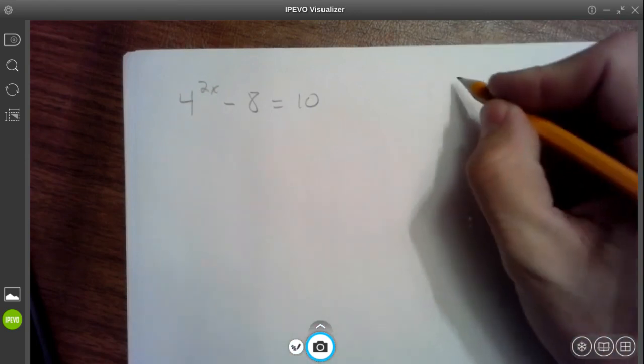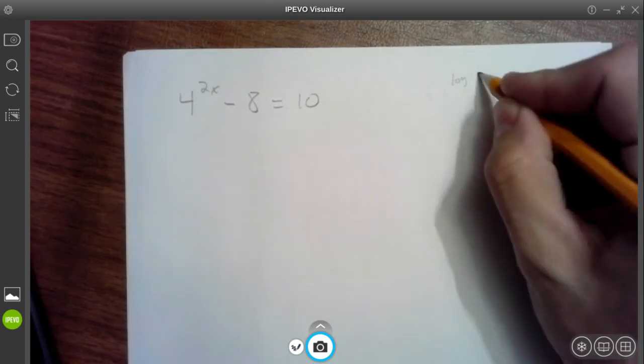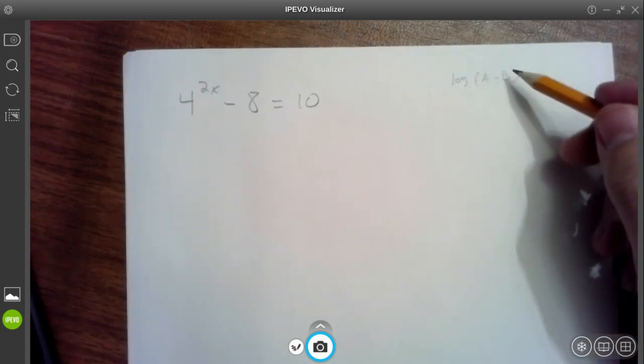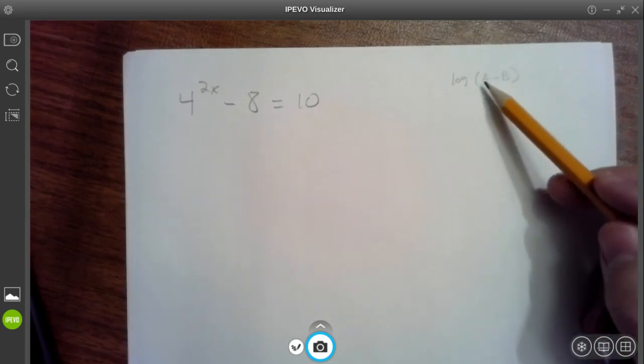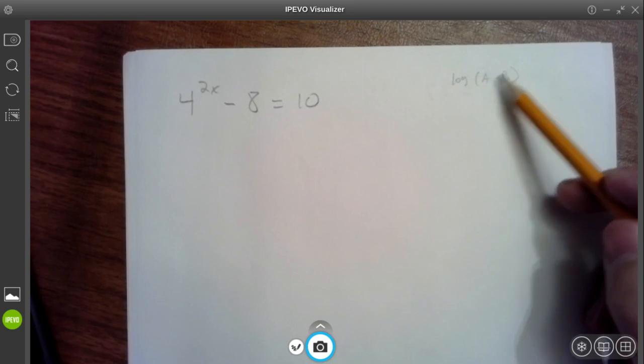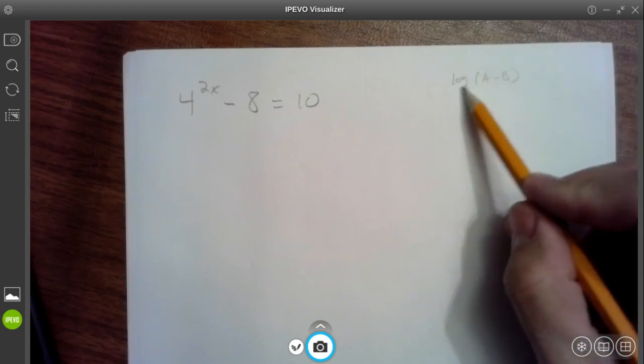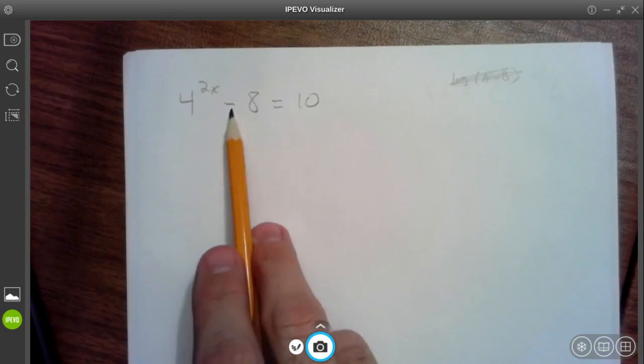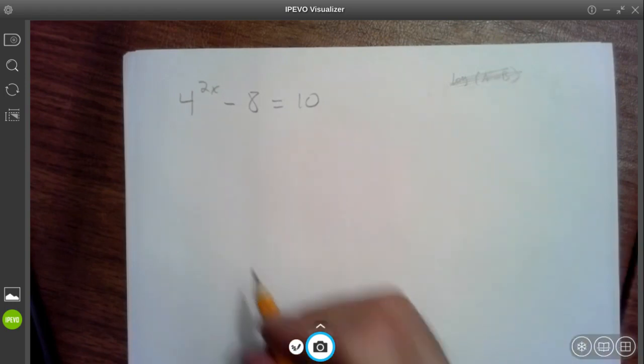Because we don't really know what log of a minus b is. We don't have a rule for that. If it was log of a times b or the log of a divided by b, yeah, we have rules for that. We have properties to follow there. But before we take the log here, we need to move this 8 to the other side.